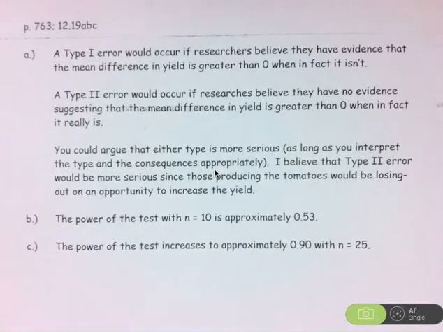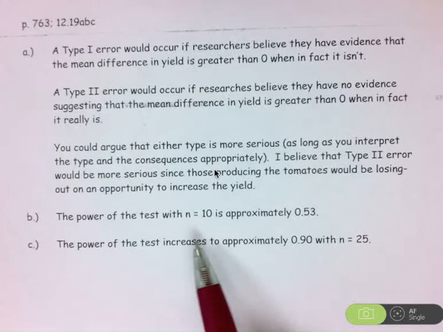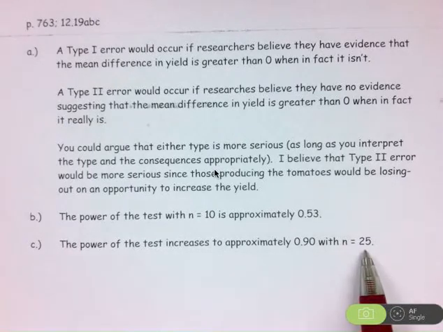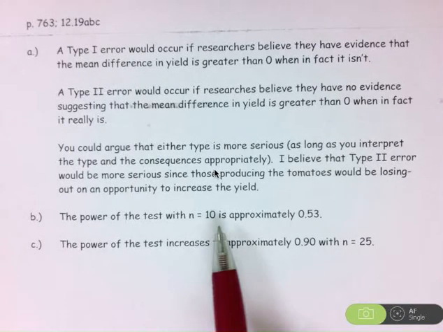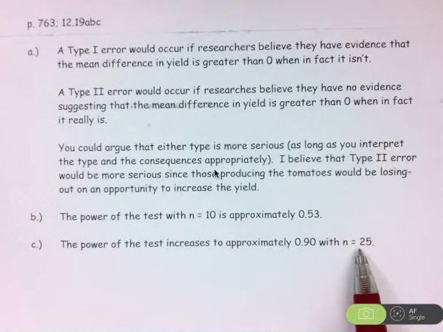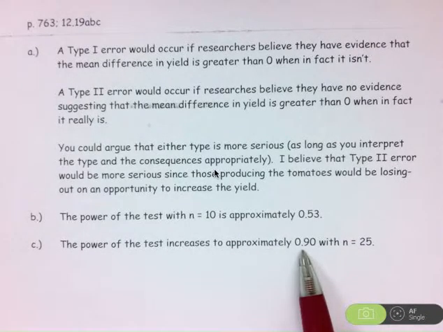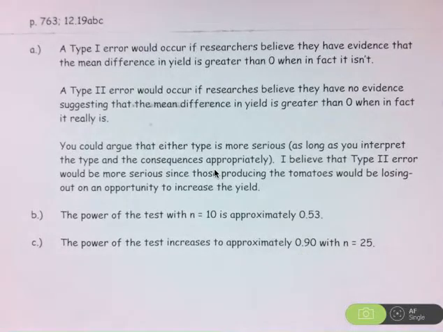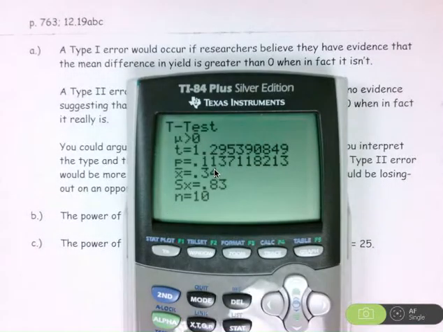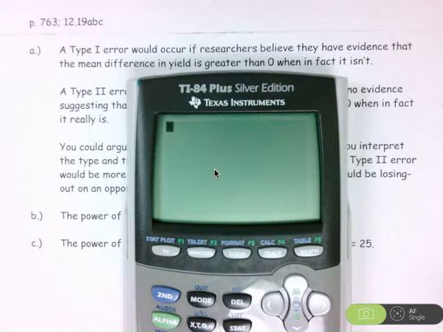So regarding the power of the test, one of the most important results from yesterday is to recall that if you leave everything else equal, increasing the sample size should increase the power. The power with a sample size of 10 is about 0.53. If we increase the sample size to 25 in part C, the power rises to approximately 0.90. To calculate that, you want to use the power test program. I'm going to go ahead and run that here.